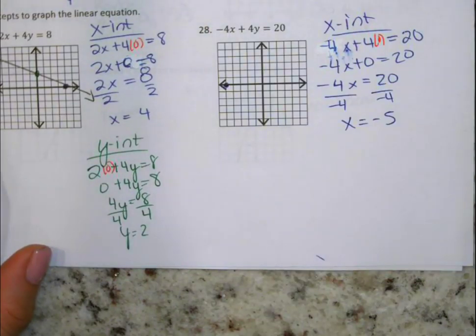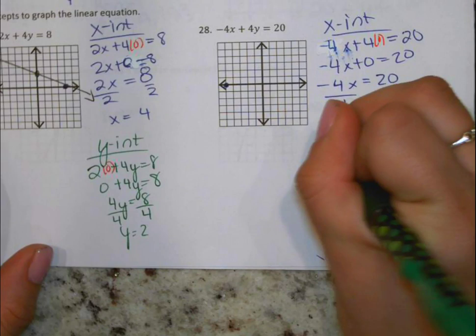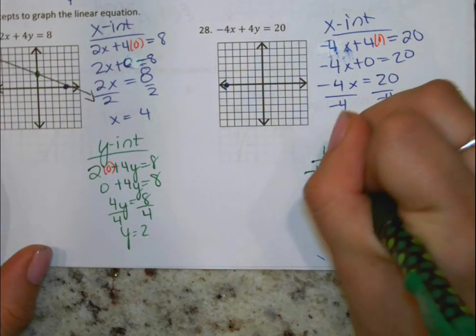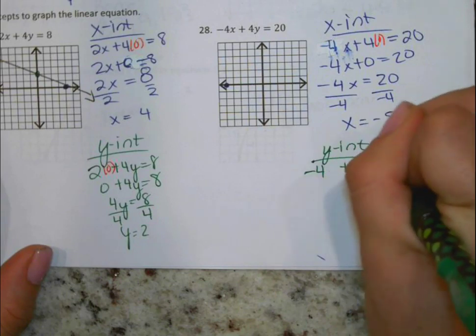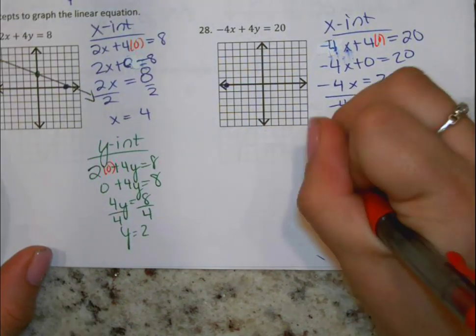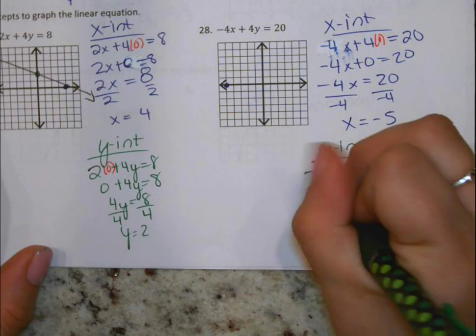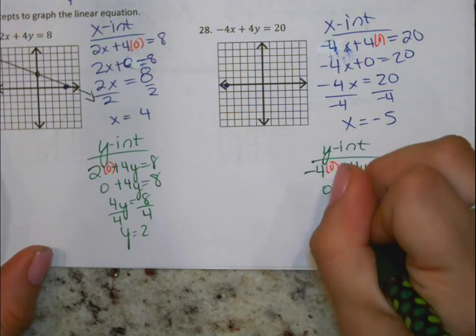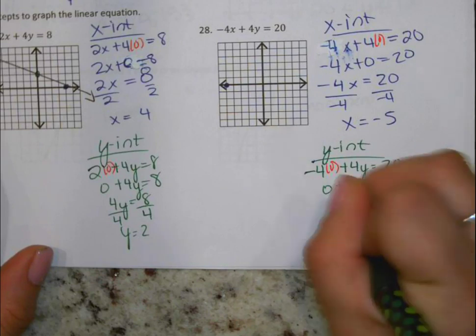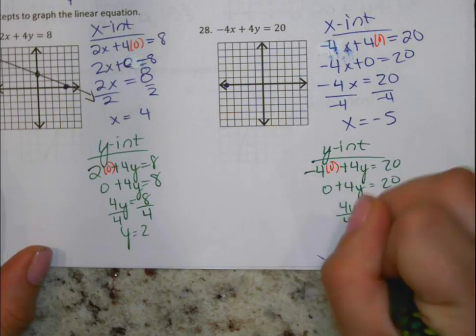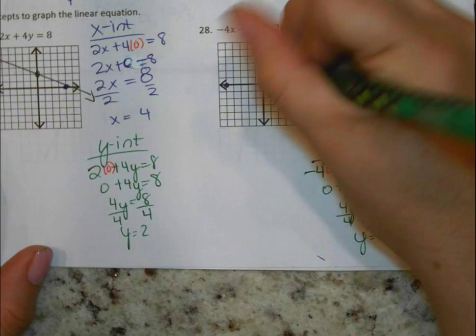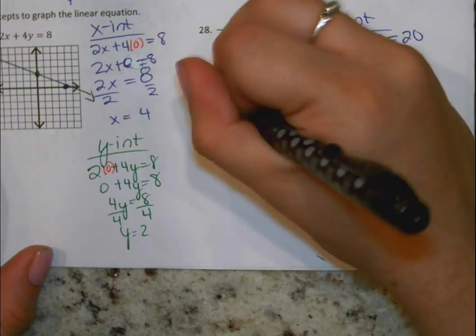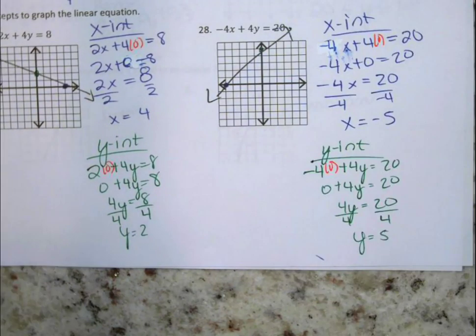And I'm going to do the same thing for the y-intercept. I have negative 4 times 0 plus 4y equals 20. I get 0 plus 4y equals 20. 4y equals 20. Divide by 4 on both sides. Y equals 5. Then I go ahead and connect the 2 points with my, I did not even use a ruler that time.